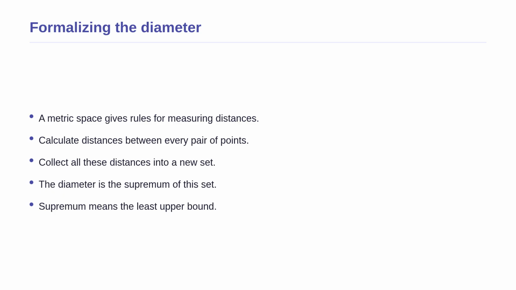Now that we have an intuitive idea, let us translate this into the formal language of metric spaces. A metric space is simply a collection of points equipped with a specific mathematical rule for measuring distances between any two points. To find the diameter of a subset, we calculate the distance between every single pair of points inside it. We then collect all these distance values into a massive new set of numbers. The diameter is formally defined as the supremum of this set of distance numbers. The supremum is just a formal mathematical term for the least upper bound, which acts like a maximum limit.